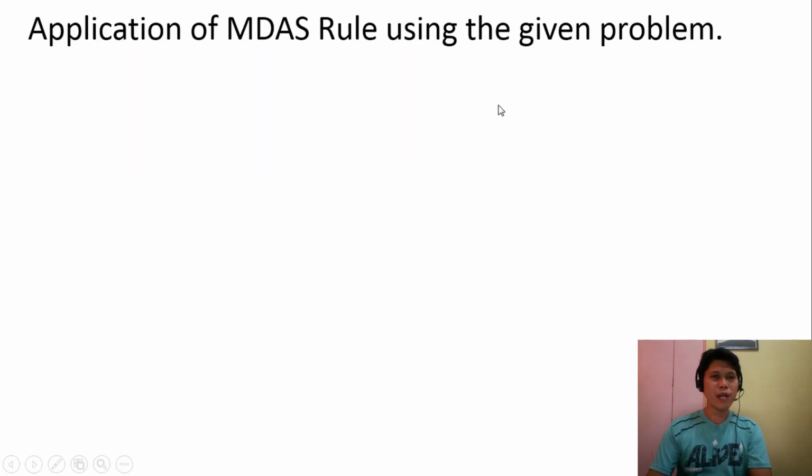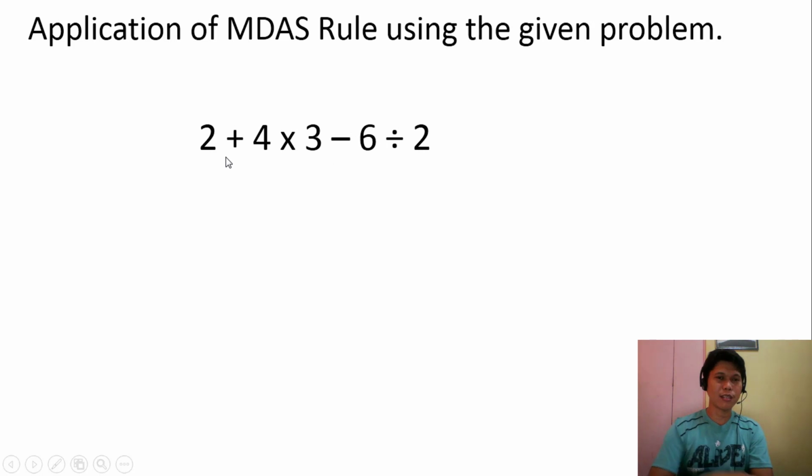So, this time, we will apply the MDAS rule using the given problem in the problem opener. So, going back to the problem, the expression solved by Mark and Joseph is 2 plus 4 times 3 minus 6 divided by 2. So there are four signs. We have addition, multiplication, subtraction, and division.